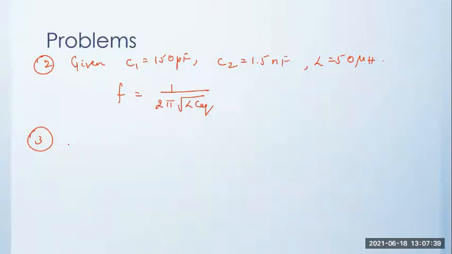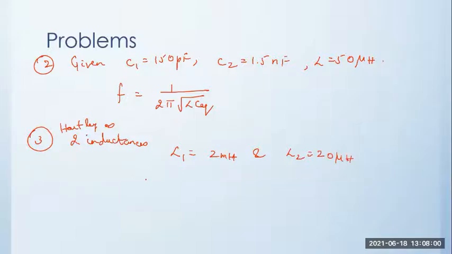In a Hartley oscillator, two inductances are given as L1, which is 2 millihenry, and L2, which is 20 microhenry. Therefore, if the frequency has to be changed from 950 kilohertz to 2050 kilohertz, find C. Find the range of C they have asked.